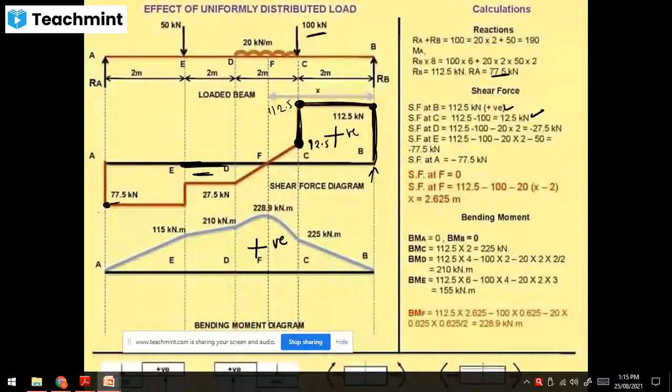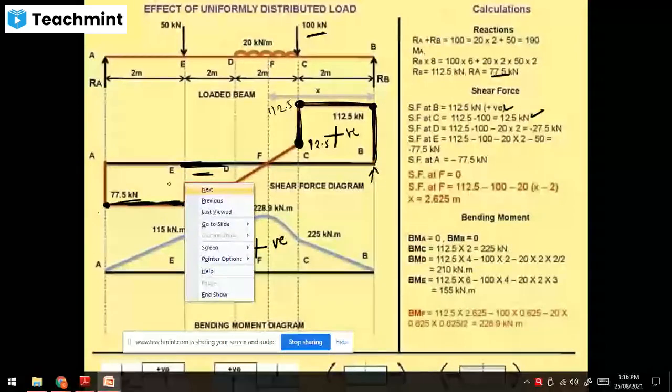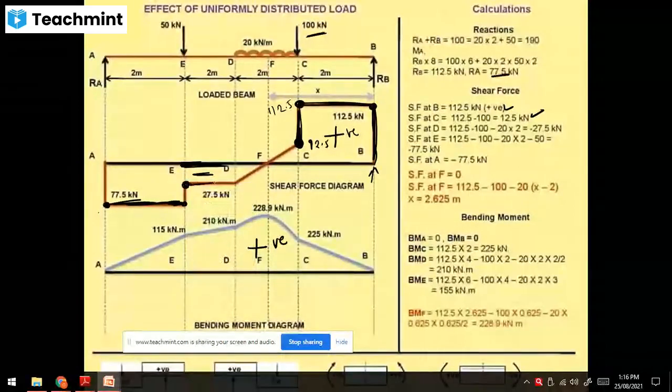Then there is no load between A and E. Then there is a 50, so the remaining is your 27.5. There is no load again, and then there is a UDL. So for UDL, the shear force diagram will be inclined. Shear force diagram will be inclined. So you connect these lines.